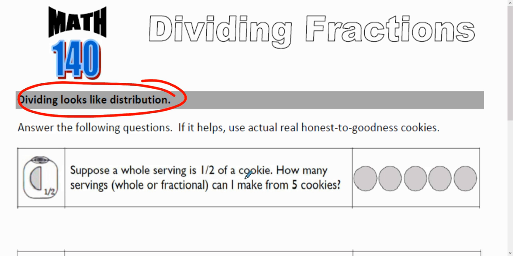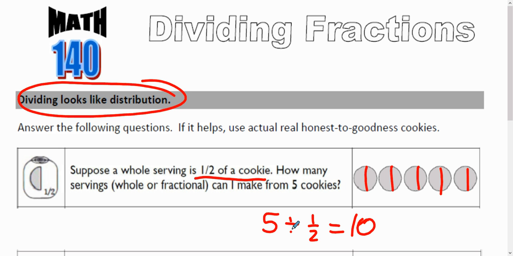So we suppose that a serving is half of a cookie. That's a serving. So how many servings can you make from 5 cookies? Well, I hope you figured out 1, 2, 3, 4, 5, 6, 7, 8, 9, 10. I hope that you can explain that to a small child, that 5 divided by 1/2 is in fact 10.